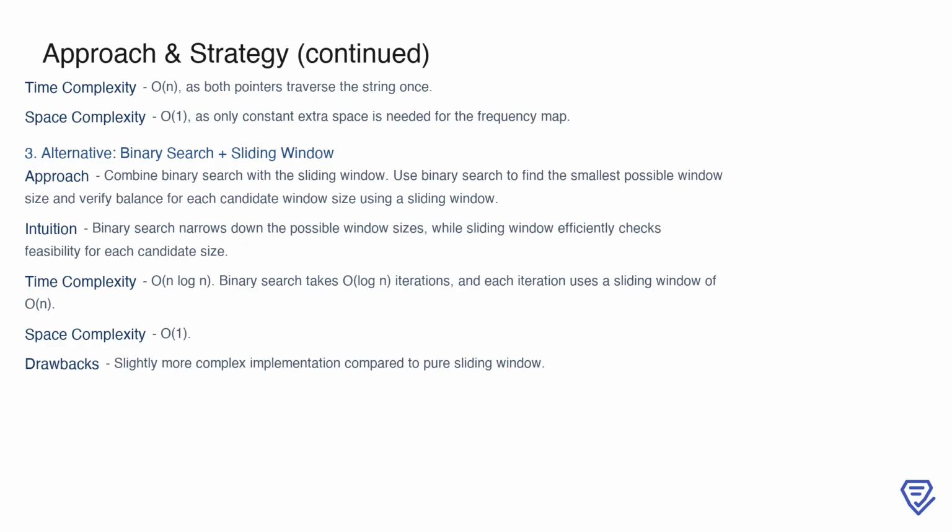This combined approach has a time complexity of O(n log n), as binary search requires O(log n) iterations, and each iteration involves a sliding window operation of O(n). The space complexity remains O(1). While this method is competitive in terms of performance, it introduces added complexity without significant benefits over the pure sliding window approach, making it less preferable for this problem.